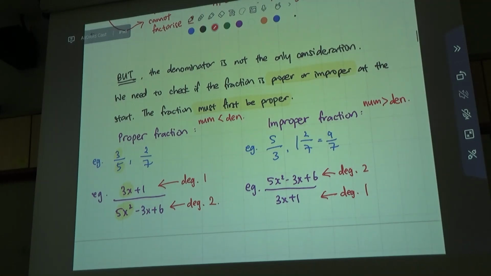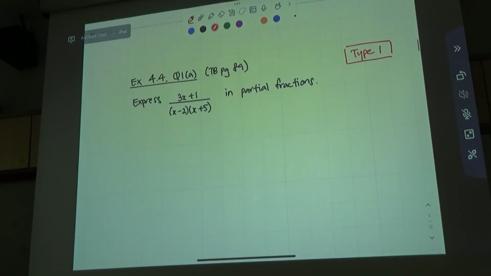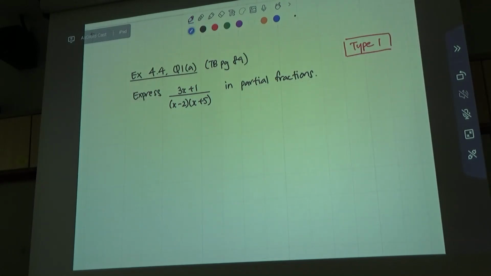Alright, so I hope we are clear about what is considered proper and what is considered improper. Hold that in your mind first, or hold it in your notebook. We are going to go into improper later on, maybe not today. Let's do one question type first. Sorry, let me get my own answers out first. We look at exercise 4.4 question 1a.